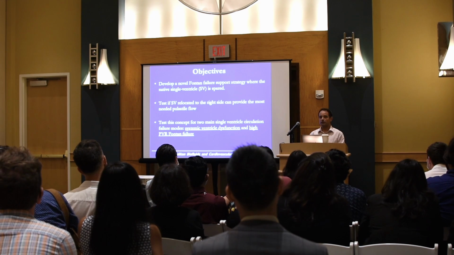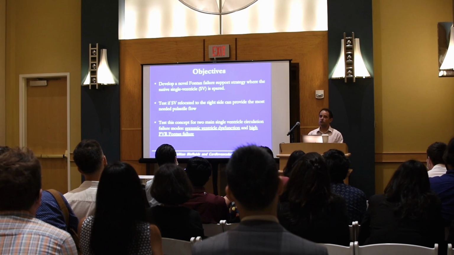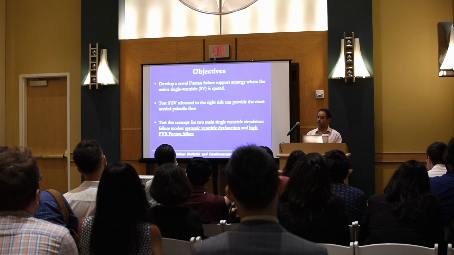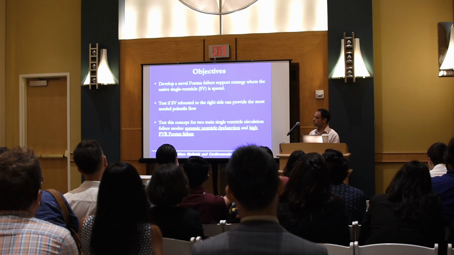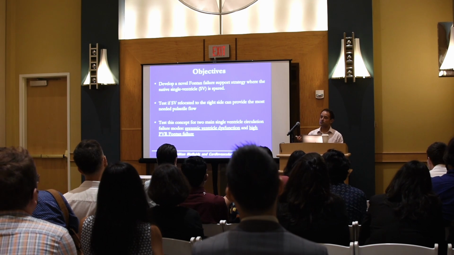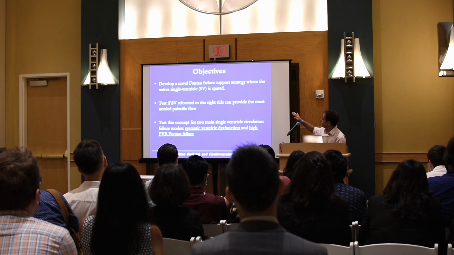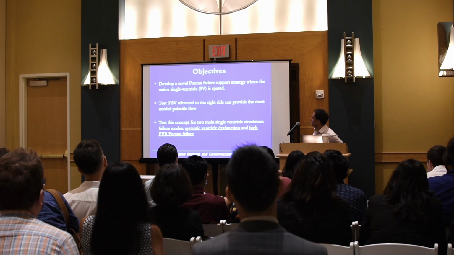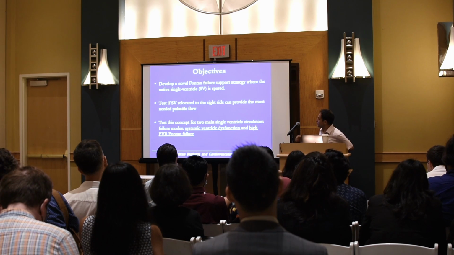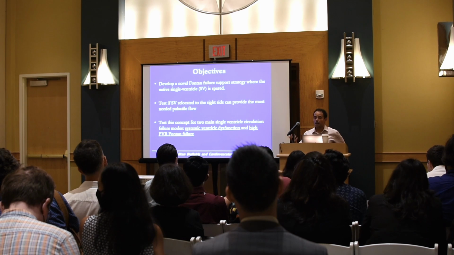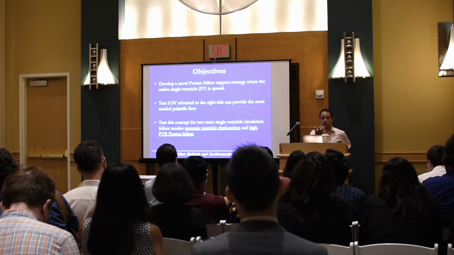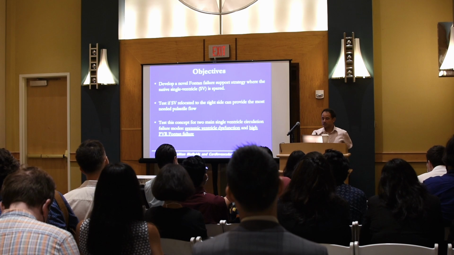They need a transplant, and there's a period of bridge to transplantation. During that time, we can use the single ventricle instead of putting many mechanical devices into the system. So we want to develop a novel Fontan failure support strategy where the native single ventricle is spared and used on the right side to support the pulsatility.